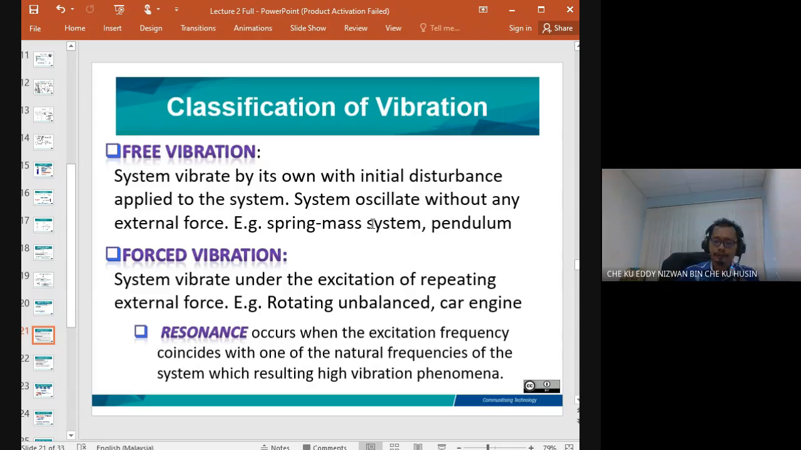If your excitation frequency, which is the speed of operation, the RPM of the car engine, is close to one of its natural frequencies, then it can also produce high vibration. So for forced vibration, the amplitude depends on the amount of force induced and also the closeness to its natural frequency. Those are the factors that contribute to higher vibration.